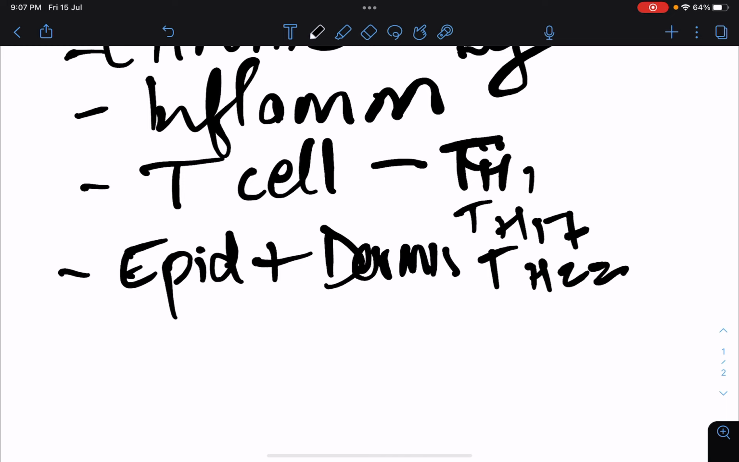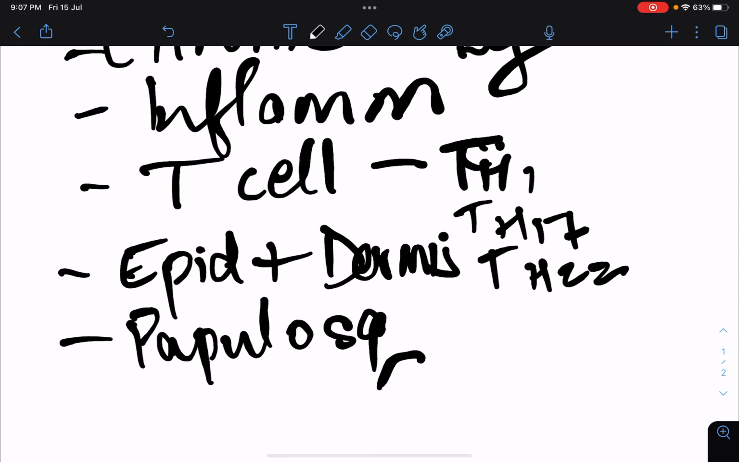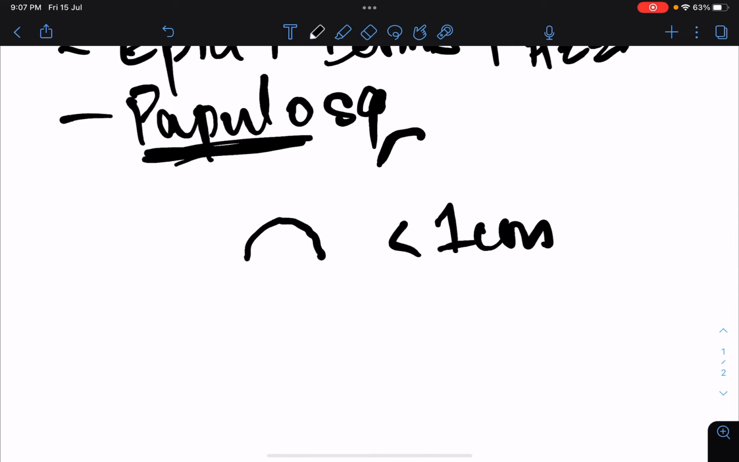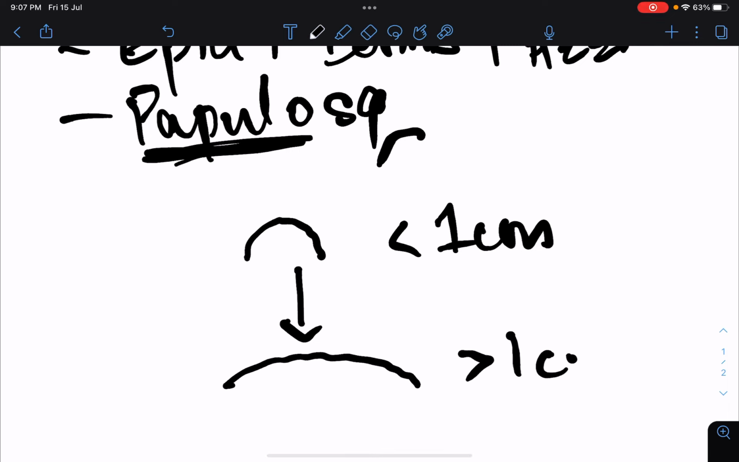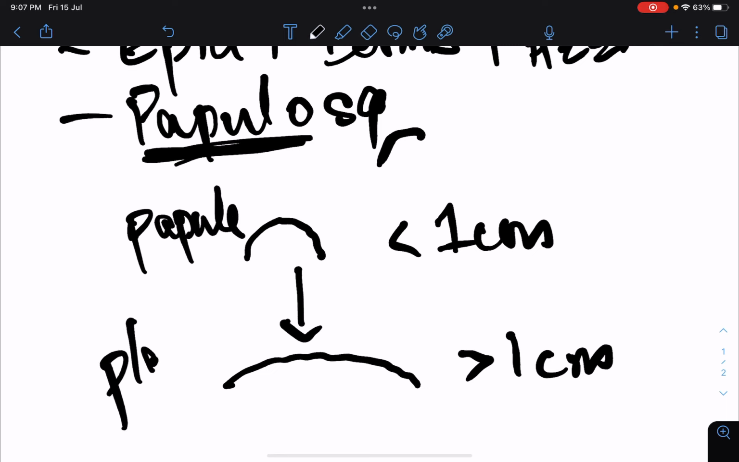And what kind of a disorder is it? It is a papulosquamous disorder. What do I mean by that? Basically, we could see a certain amount of papules. So what are papules? Papules are raised lesions that are less than 1 centimeter. Now these papules could later become a plaque when it's more than 1 centimeter. So this is a papule, and this is a plaque, essentially.